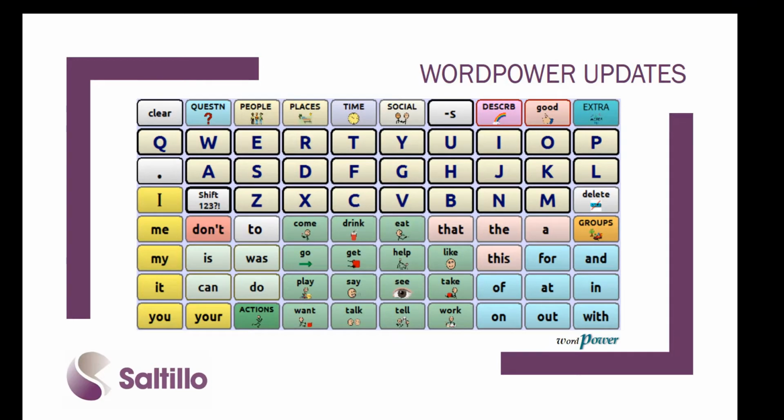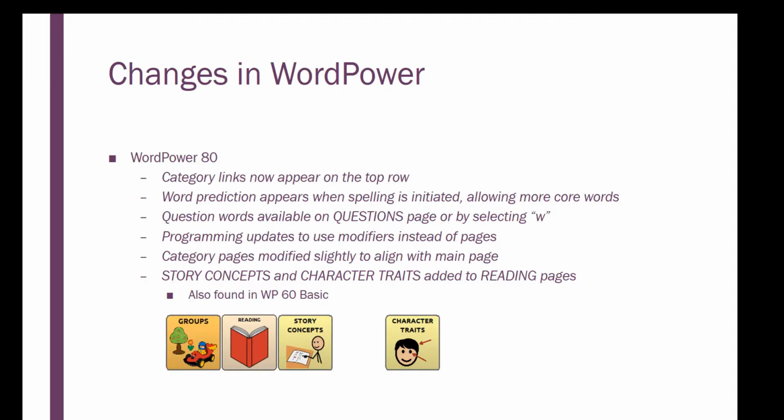The 2.12 update brings some significant upgrades to the WordPower 80 file. You will see category links now appear on the top row. Word prediction appears when spelling is initiated, which allows for more core words on the home page. Question words are available on the questions page or by selecting W on the keyboard. Additionally, programming updates use modifiers instead of pages. The category pages were modified slightly to align with the main page. A new feature of WordPower 80, and also found on the 60 Basic, are story concepts and character traits. They are great additions for literacy and concepts of print development.